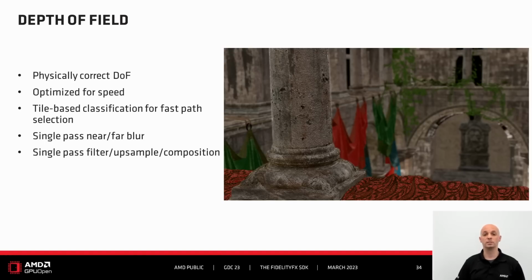And the first of these is Fidelity Effects Depth of Field. This sample features a physically correct, camera-based depth of field implementation optimized for speed. It makes use of tile-based classification in order to do fast path selection wherever possible. The near and far blur operations are handled through a single pass dispatch, as are the combined filter, upsample, and final composition steps. The entire effect works as a combination of 5 passes: depth and color downsampling, a dilation pass, a blur pass, and a composition pass.